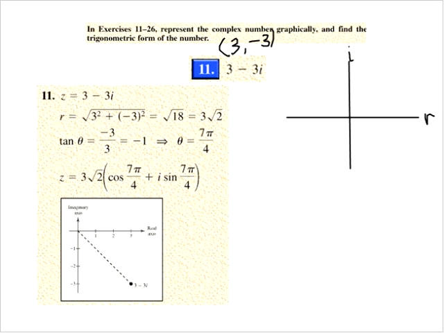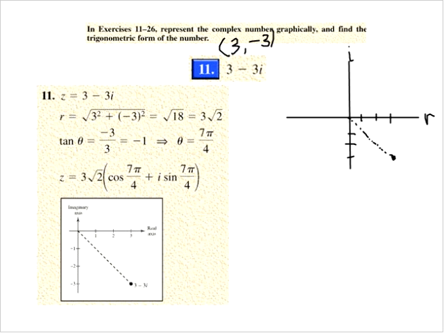So just like a point, if we were to graph this, we'd have to go 3 to the right and then 3 down. We find our point there. And it is just with respect to the origin, so we usually draw a dashed line back to our origin. So that's how we can graph that complex number. Now let's find the trigonometric form.